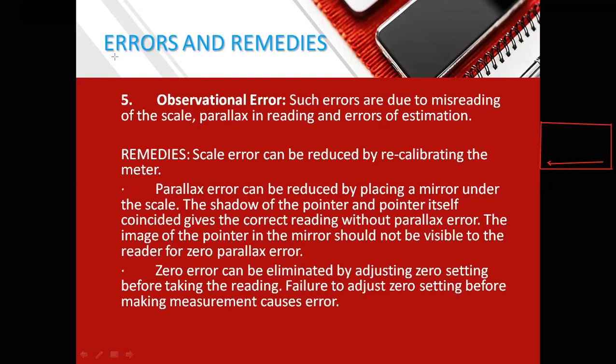So here we have a pointer. This is the center, and we should be having the scale moving in 90 degrees. This is the scale. Now it is showing 0.